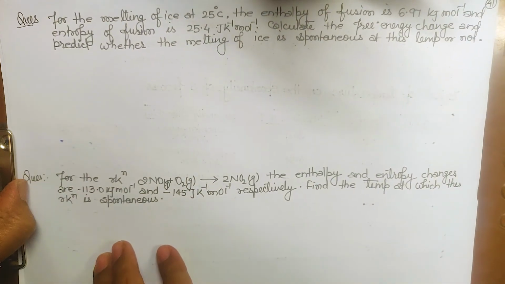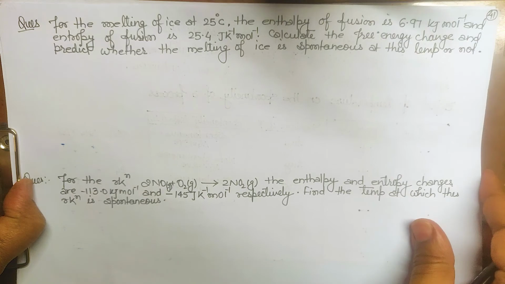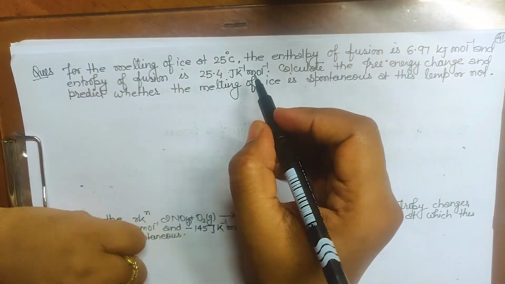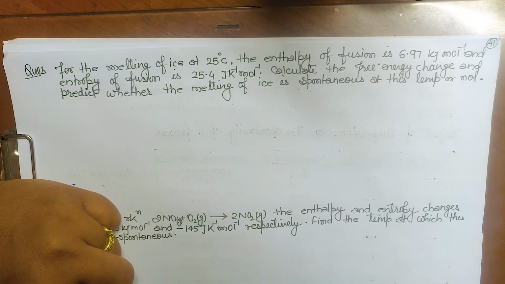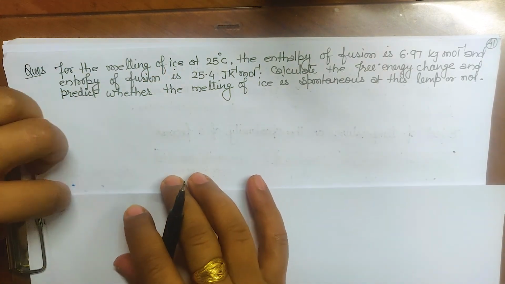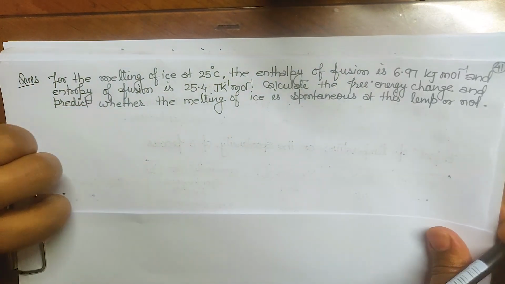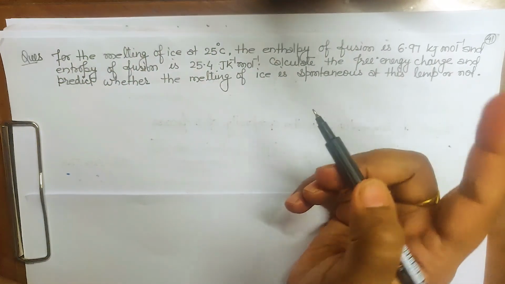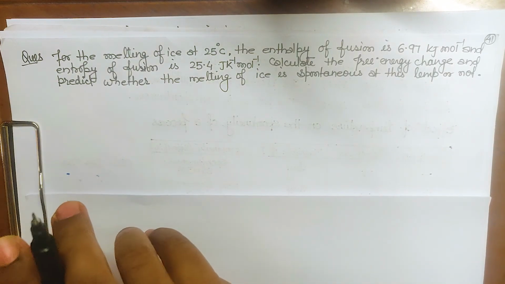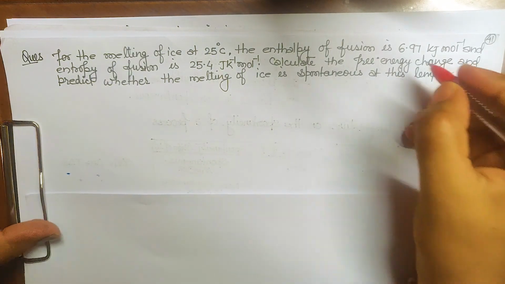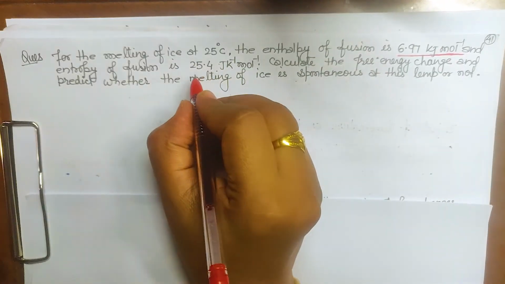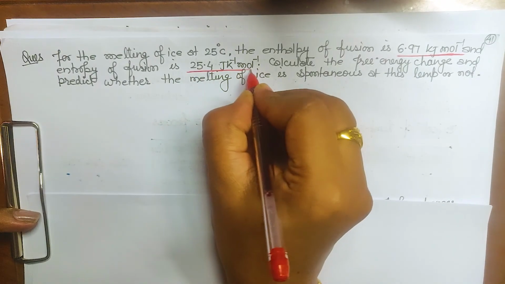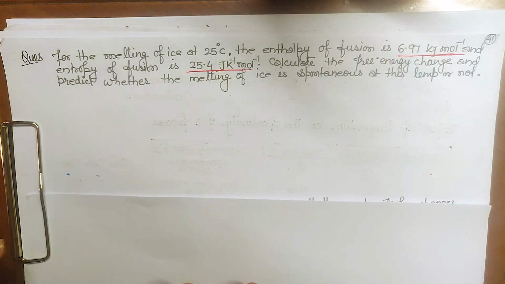So there I have written two questions. For the melting of ice at 25 degrees Celsius, the enthalpy of fusion is 6.97 kilojoule per mole, and the entropy of fusion is given over here, that is 25.4 joule per Kelvin per mole. So what I want to say is that these are two different units. Look at these units very carefully. This is 6.97 kilojoule per mole, but the entropy is in joule per Kelvin per mole. So don't forget to change to the same unit, otherwise it will be wrong.